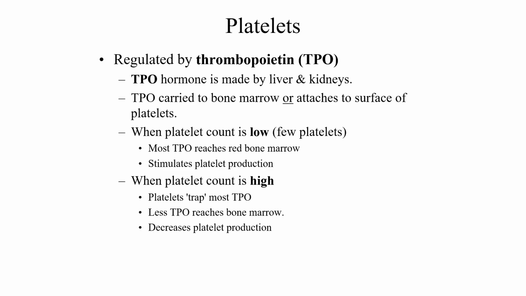When the platelet count is high, then the platelets are going to attach to the TPO, basically trapping it, meaning that less of it can reach the bone marrow, which results in a decrease in the amount of platelets that are produced.